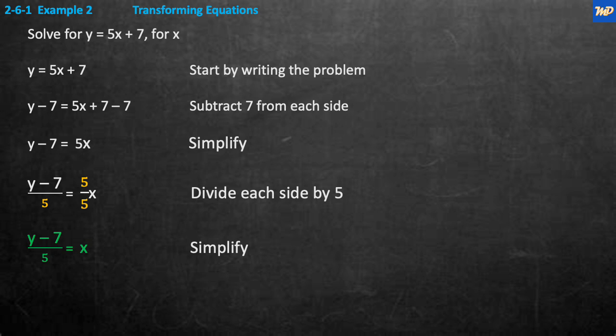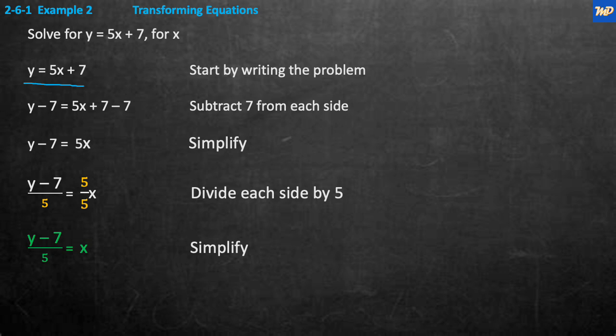We're going to first write the equation. Y is equal to 5x plus 7. That's a linear equation, right? Y is equal to mx plus b, if you remember that. So we'll start by writing the original problem. And now what do we do? We have to get the x by itself, because now it's going to be something, y is equal to x, right? So we're going to get the x by itself.